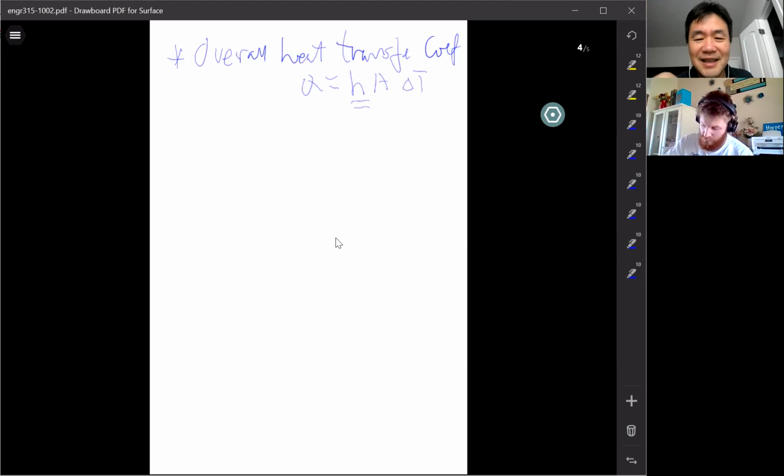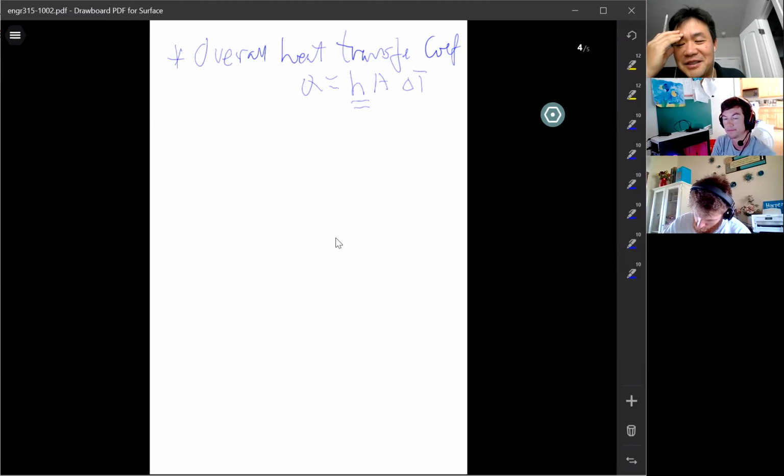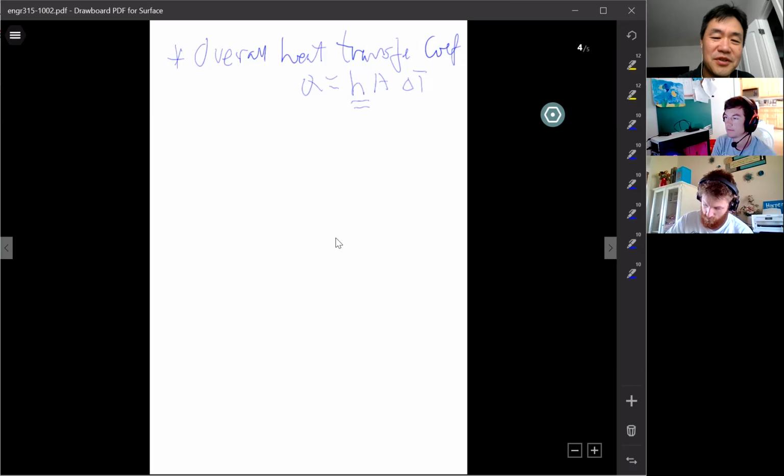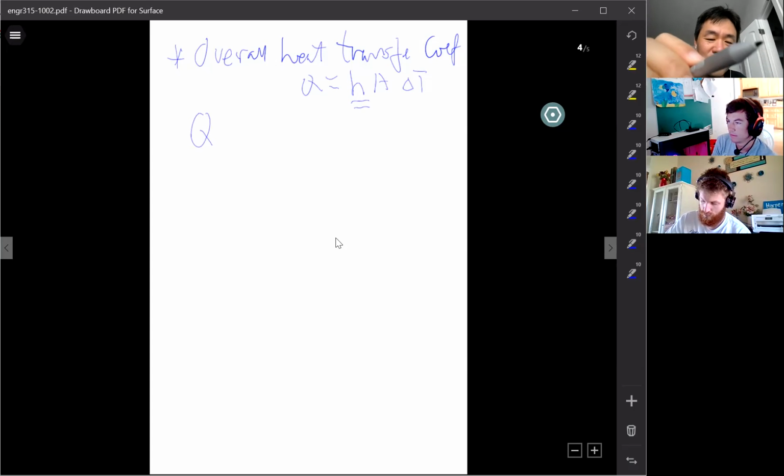So it seems like some engineers like this idea. hA delta T seems easier to memorize, and it doesn't require something like dT/dx. So why not create something called the overall heat transfer coefficient? It's slightly different compared to that thermal resistance idea. So now, if we want to calculate the whole heat transfer using this, let's say U is the overall heat transfer coefficient, times A, times delta T overall.